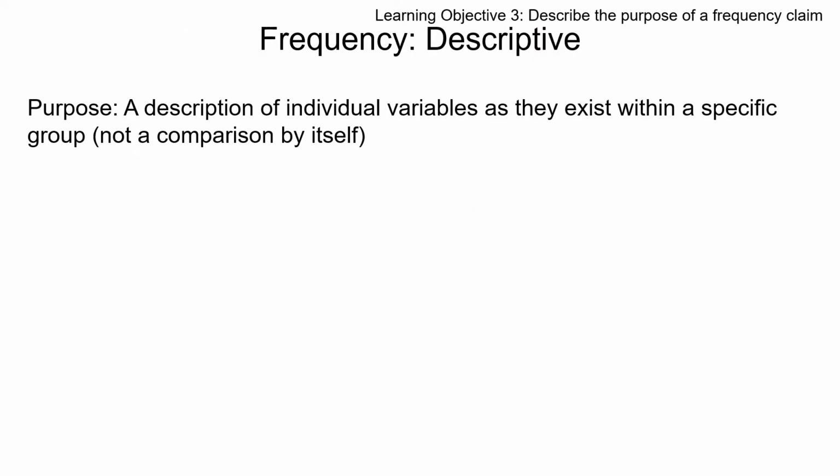Here we are on slide 5, and we already have our third learning objective. So this is describe the purpose of a frequency claim. So I already talked about this a little bit, but again, a frequency claim is going to be when you have an individual variable and you're going to then describe that variable. So it's a description of individual variables as they exist within a specific group, and they are not a comparison by themselves. You can sometimes, with a frequency claim, make comparisons between different groups on the same variable.